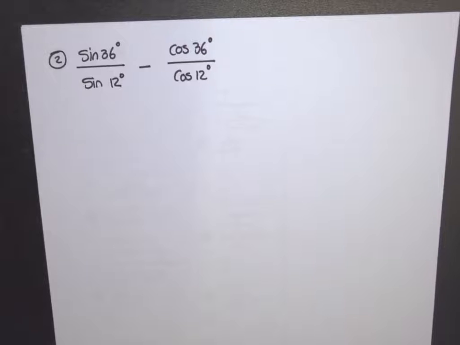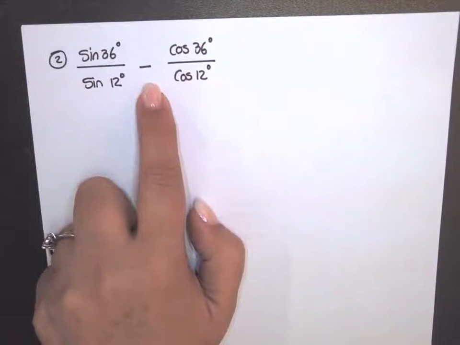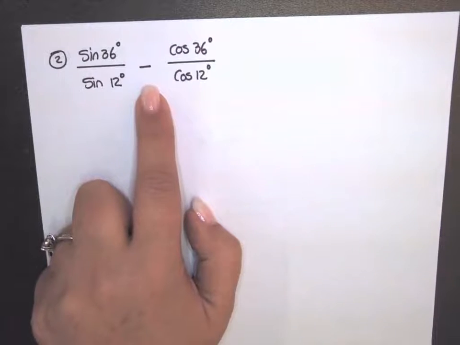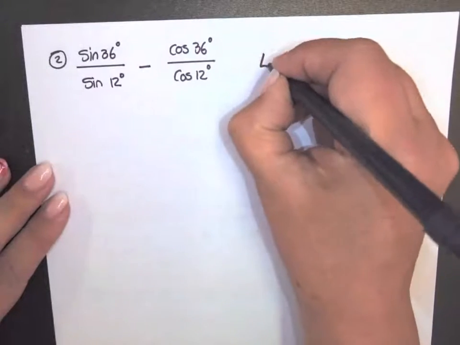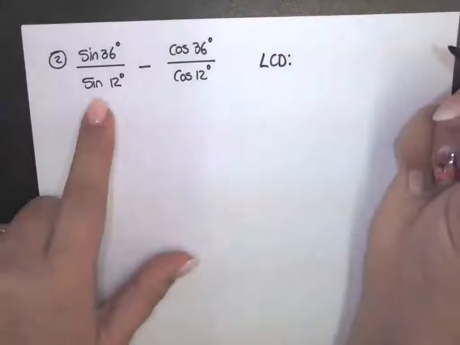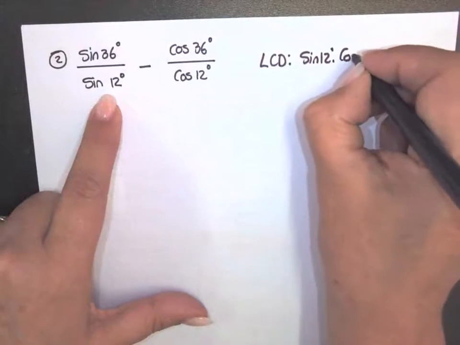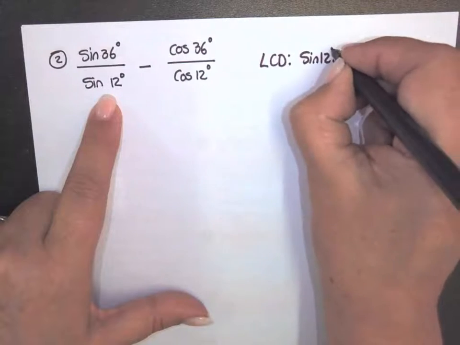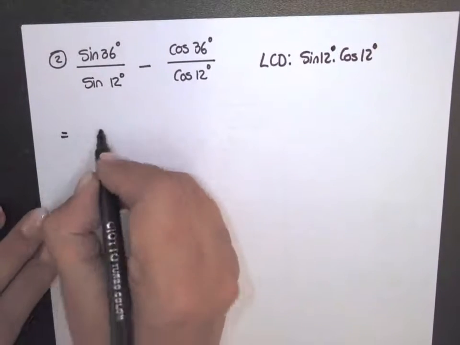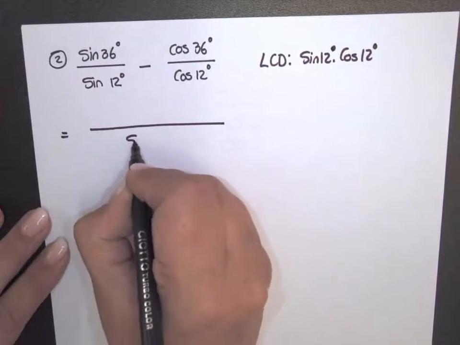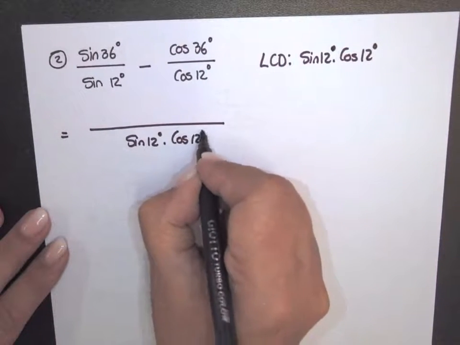Now we have fractions which are minus. What is the first thing that springs into your head? LCD. And the LCD will be sine 12 degrees cos 12 degrees. So I put everything on the LCD. Sine 12 degrees cos 12 degrees.